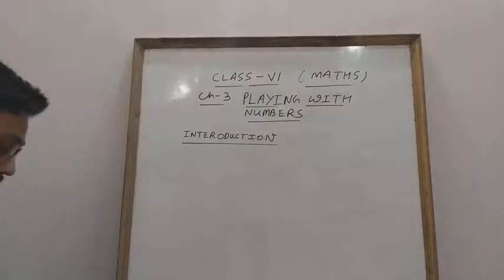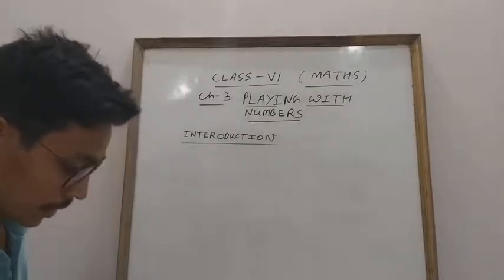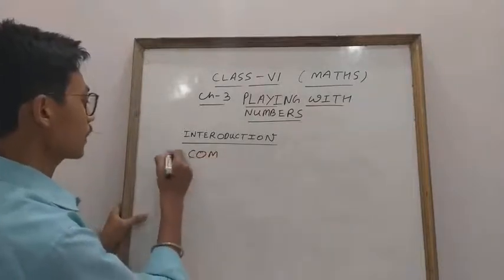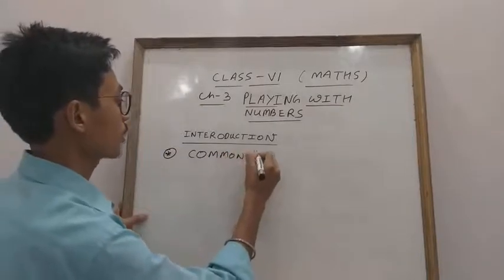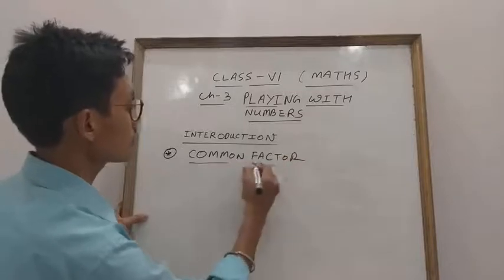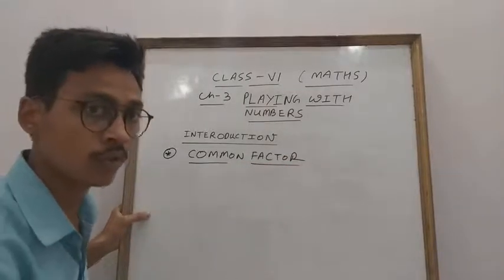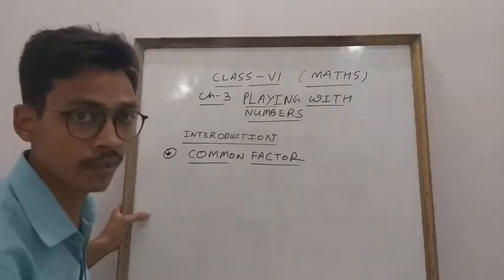Now come to the next thing, students. The next term is common factor. What is a common factor? We will discuss. Common means everyone knows, which is common everywhere. Just like your uniform is common in your school. Why? Because everyone is using the same type of uniform.